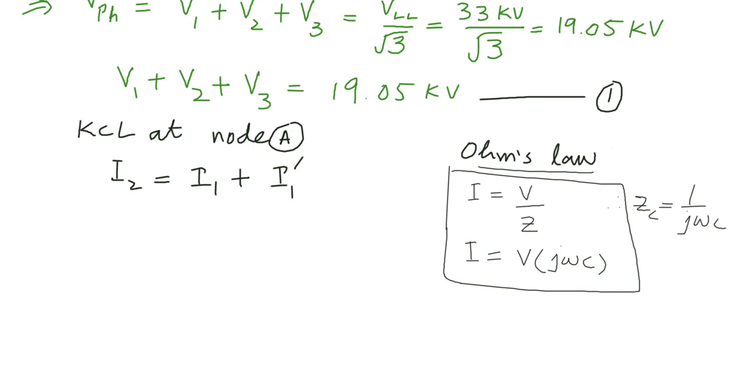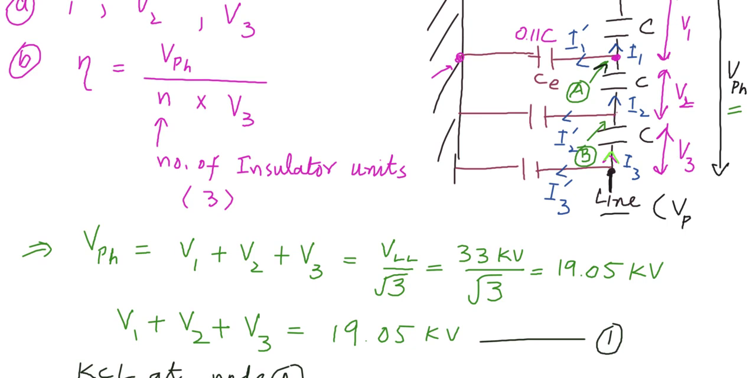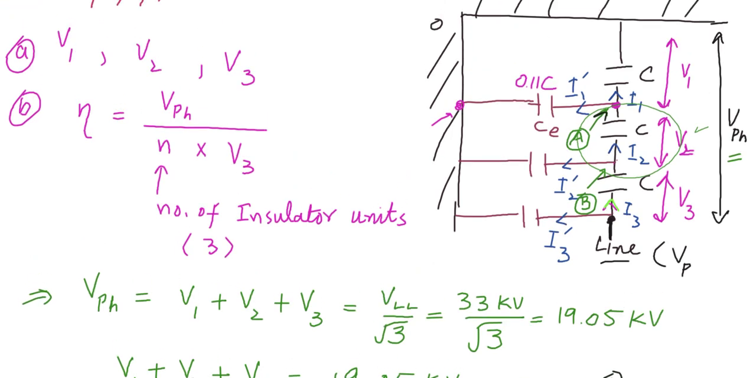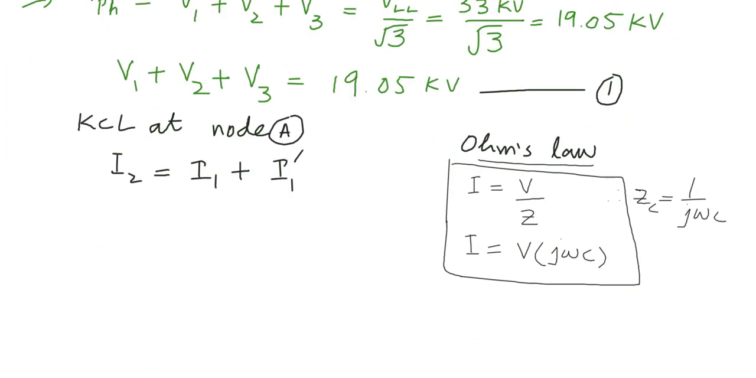So I2, what is the voltage across it? I2 is the current which flows through this middle unit, and the voltage across this is V2, as you can see, and its capacitance is C. So we will use this. So I2 is equal to V2 times j omega C, and this is equal to I1 plus I1 bar.